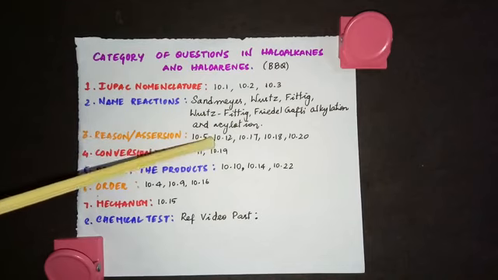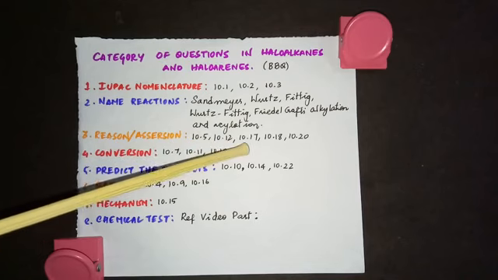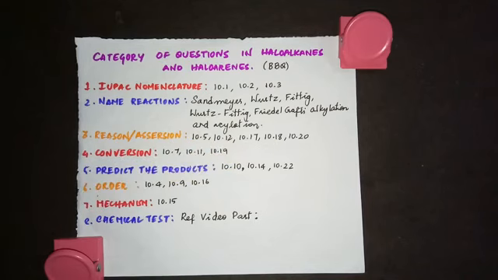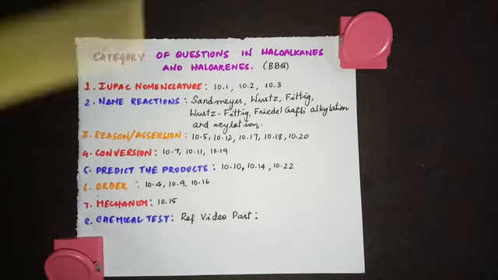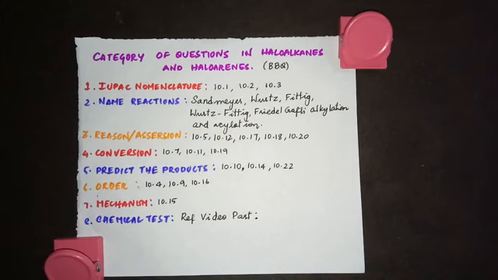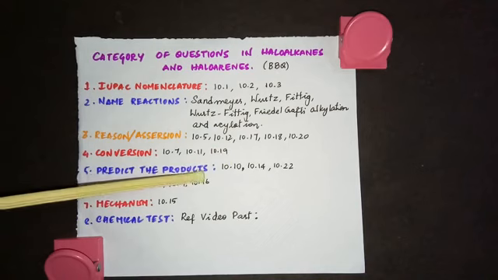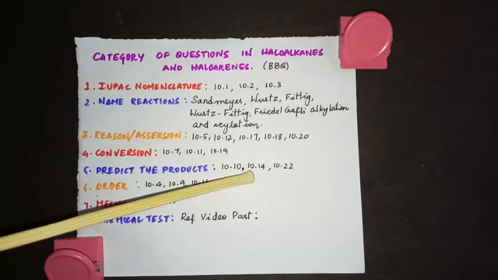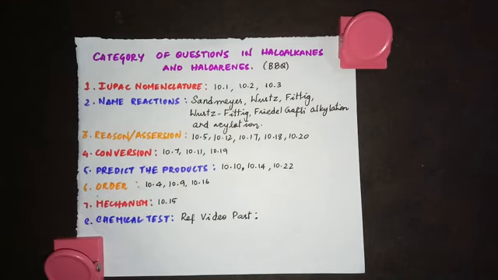See, question number 10.5, 10.12, 10.17, 10.18 and 10.20 come under this category, reason and assertion, why type of questions. And next one is conversion. How will you convert this reactant into the product? So 10.7, 10.11 and 10.19 come under the conversion category. And the next one is predict the products. How will you predict the products of the given reaction? 10.10, 10.14 and 10.22 of book back exercise will come under this category.